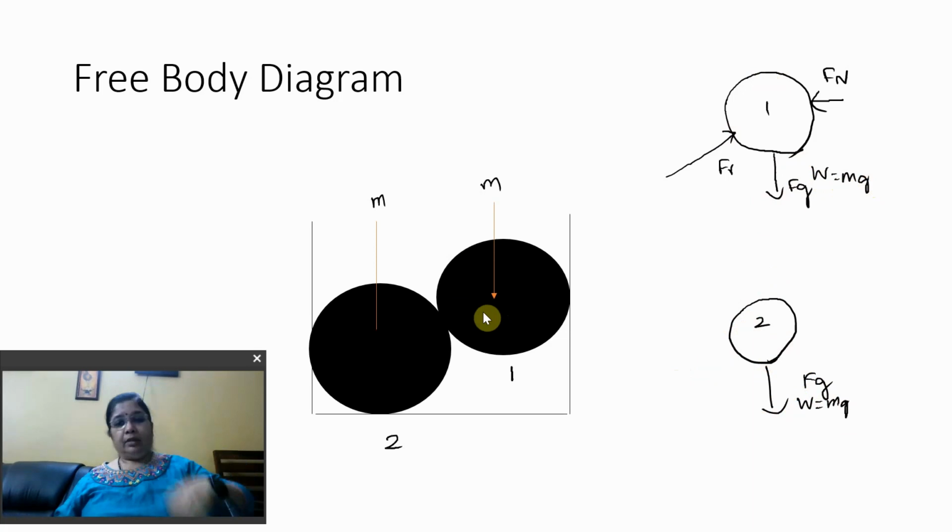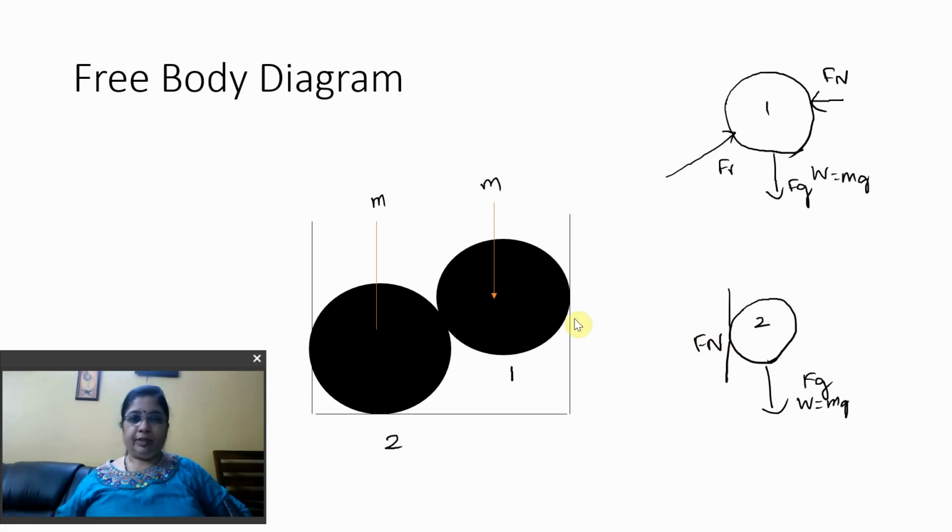We all know this. Now, let us see what are the other forces. Here, there is a normal force. Am I right? There is a normal force here. And what is the force I have here? There is a reaction force which is acting downwards. So this is the free body diagram for ball 1. This is the free body diagram for ball 2.